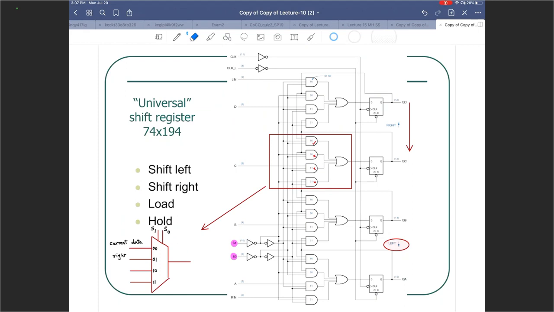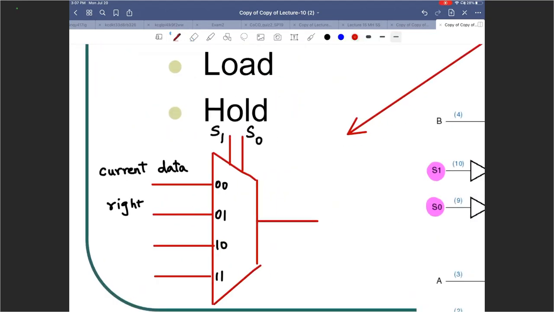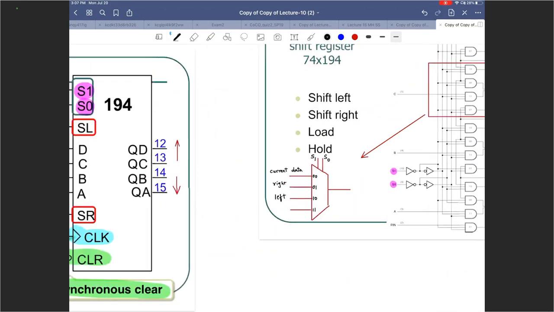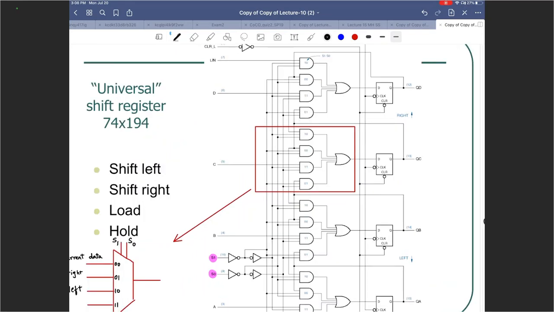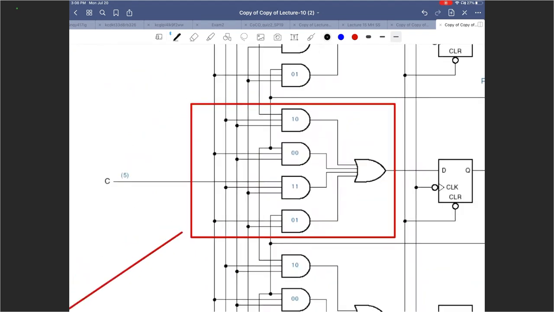Erase, erase, erase, erase. Bring it over here, black, left. So we got current data, that means hold data, don't change it. Right shift, left shift. Obviously the last one should be parallel load. Let us see. 1, 1, right? So for 1, 1, what do you have?